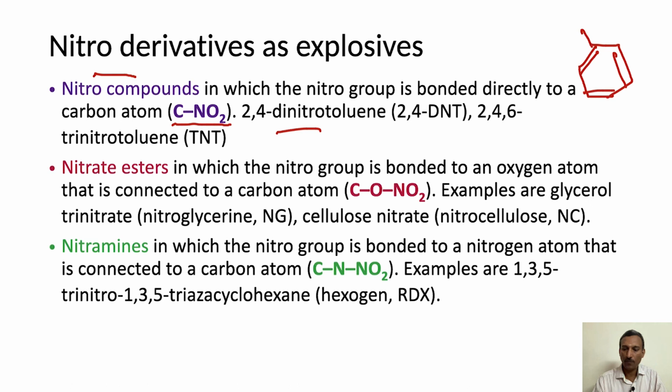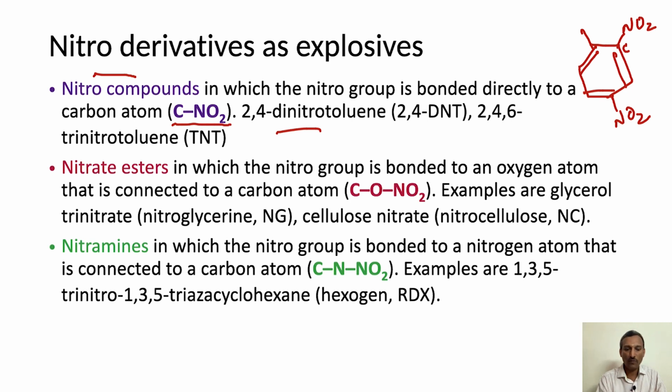Toluene has a methyl group on a benzene ring. So we have a nitro group here, so there is a carbon-nitrogen bond. We also have another nitro group, so this is 2,4-dinitrotoluene. So here again we have a carbon-nitrogen bond. When we have a carbon-nitrogen bond, those compounds are called nitro compounds.